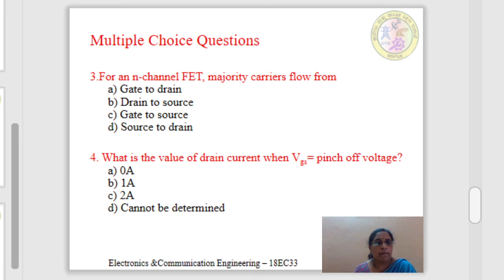The next question we have: what is the value of the drain current when VGS, that is the gate to source voltage, is equal to the pinch off voltage? That is, when you give a sufficient gate voltage which can cause channel pinch off, then what is the drain current? What are the options we have? 0 amperes, 1 ampere, 2 amperes, and it cannot be determined. Here we know that when the channel pinch off occurs, it is because of very high reverse bias, and under high reverse bias obviously the drain current will be 0 only. So therefore the solution here is option A.